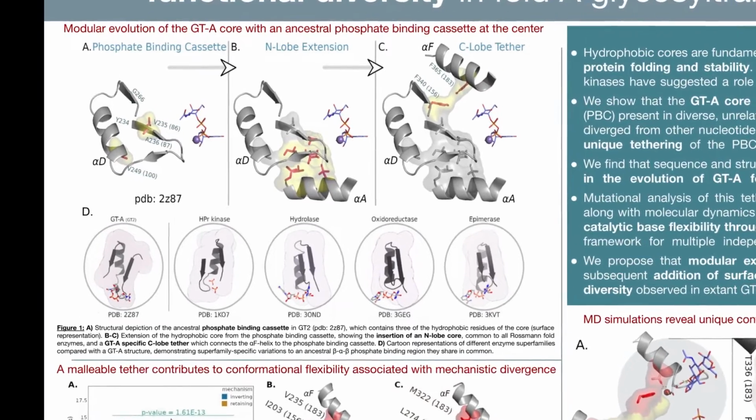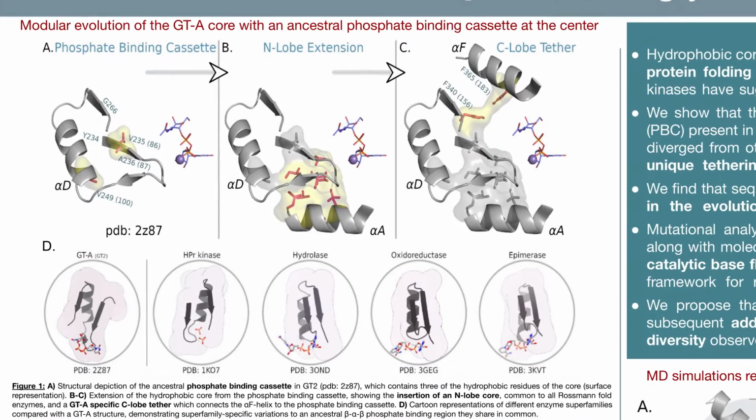The first step we take is actually categorizing the GTA hydrophobic core as three distinct modules that have evolved over evolutionary time. The first is the phosphate binding cassette, which essentially binds the nucleotide diphosphate donor that all GTAs bind. If you take a quick look at Figure 1, Panel D, you'll notice that this phosphate binding cassette, or PBC, is actually found in a lot of different nucleotide phosphate binding enzymes. These are HPR kinases, hydrolases, oxidoreductases, and epimerases, to name a few.